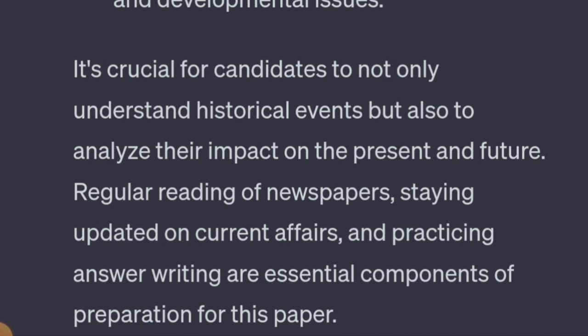Because if you don't practice answer writing, maybe you'll write an answer in the exam, but if you are not in practice, you will not write a very good answer. So you have to practice every day and make yourself better, improve yourself.